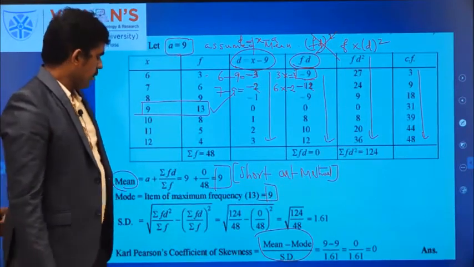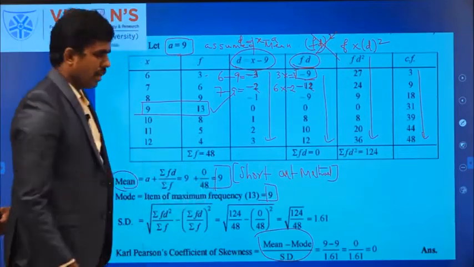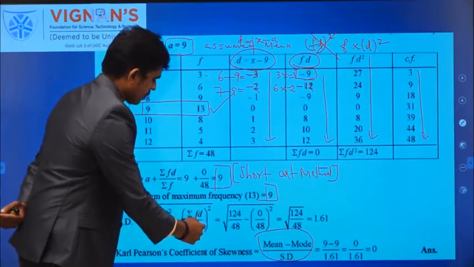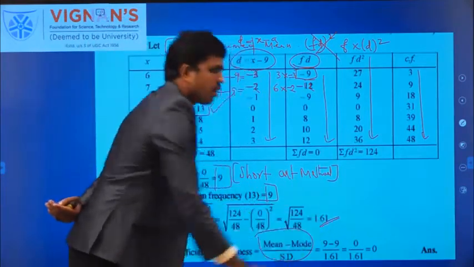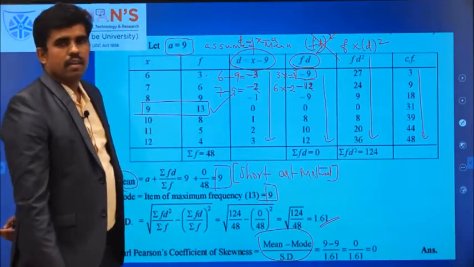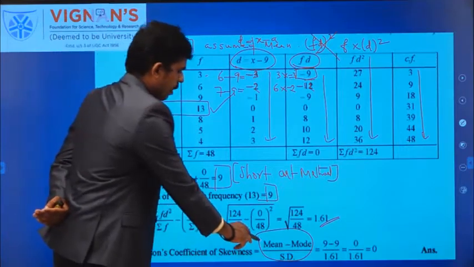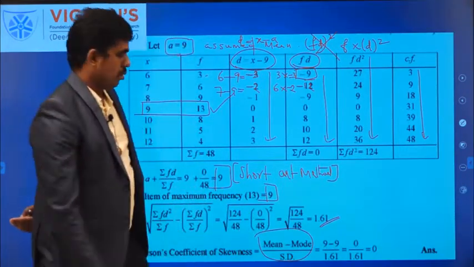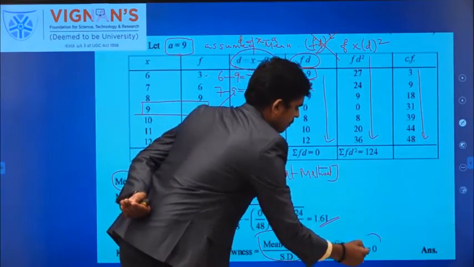Then finally standard deviation, square root of summation fd square by summation f minus the square of summation fd by summation f. After all substitution, what I am getting is 1.61. Now what is the formula for Karl Pearson coefficient of skewness? Mean minus mode divided by standard deviation. You substitute 9 minus 9 divided by 1.6. What am I getting? 0.